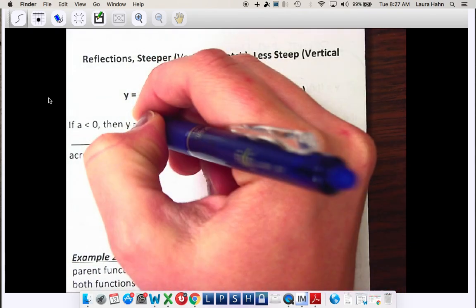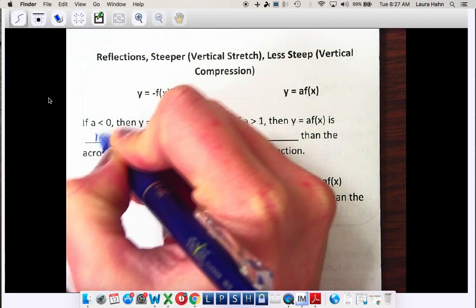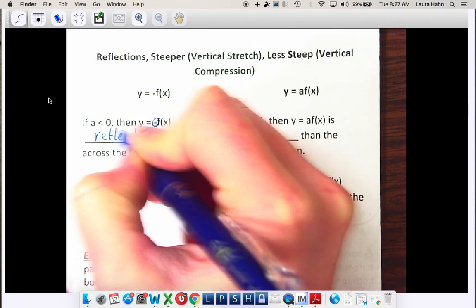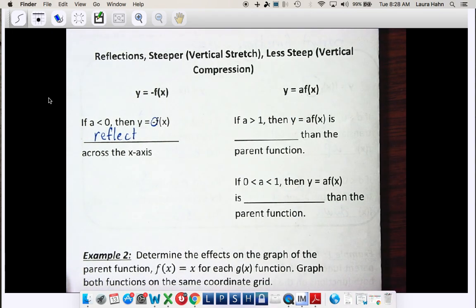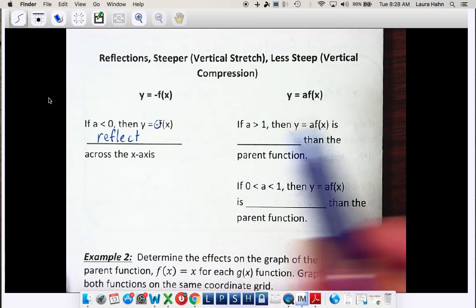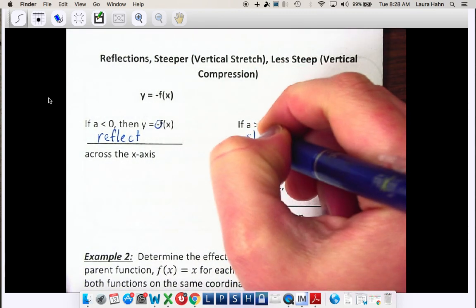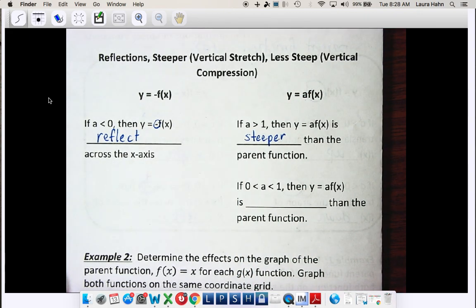Okay, so if you have a negative out front, what that means is it's going to reflect across the x-axis. So instead of going up, it's going to be going down. That should make sense. Negative slope, right? Okay, let's talk about this number out front. If it is greater than 1, the steeper it's going to be, which means it's going to have a vertical stretch. Think of that silly putty being pulled up and down.